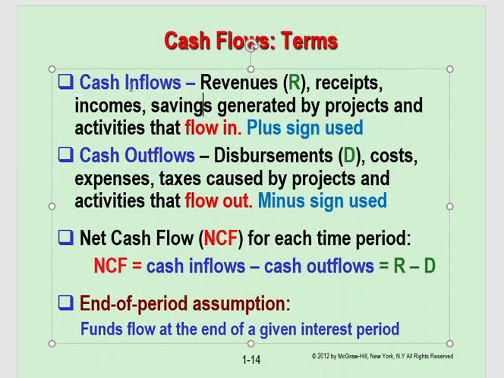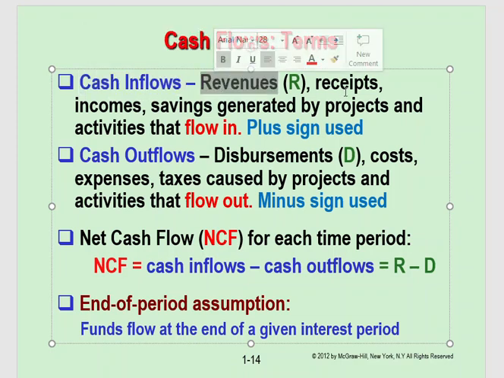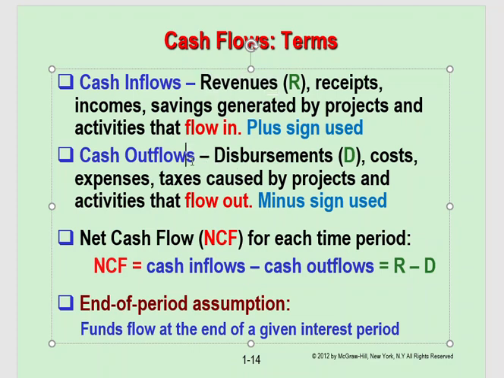So examples of cash inflows: revenues, profit, you know, profit is different than revenues. Revenue could be profit, could be just your money back. Revenue is very general. Receipts, incomes, scholarships, gifts, if you get some extra dollars. So these are cash inflows. Cash outflows are disbursements, payments. You pay for your loan, that's cash outflow. You pay for your project, taxes, that's cash outflow.